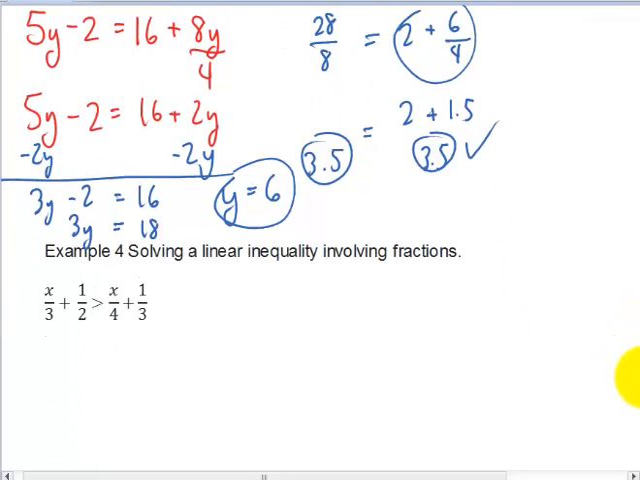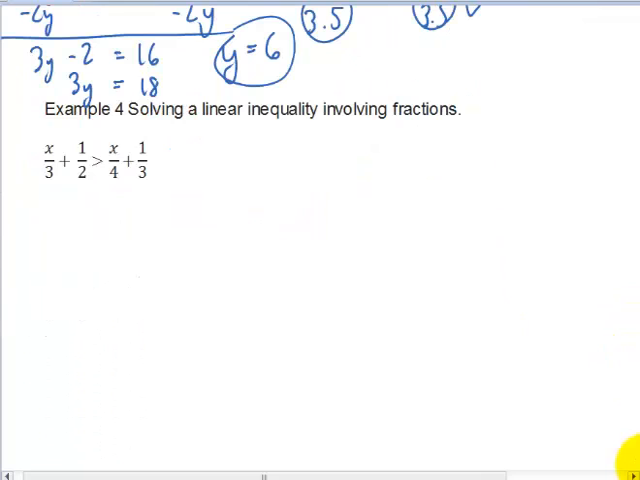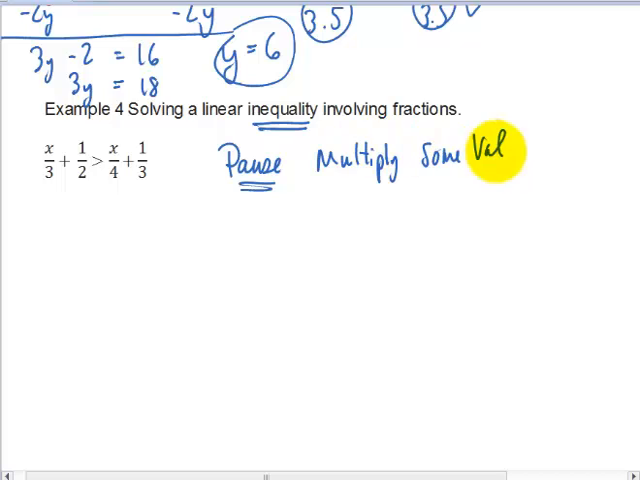Last equation for the lesson, solving a linear equation, or I'm sorry, a linear inequality involving fractions. So with this inequality, I want you to pause the video, and I want you to come up with what is the multiple you want to multiply both sides by. So the first step would be multiply by some value. So pause it, and then when you come back, you'll see the work that I do on it.